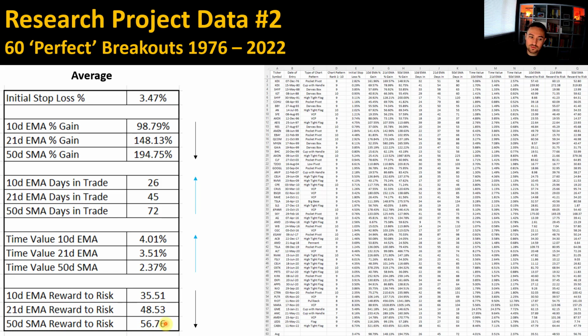So there's pros and cons to using different ones. That's why I tend to use the 10-day and also the 21-day, but potentially I'll use the 50, but it depends on the character of the stock. So not a single moving average I think is going to be best for every single stock. That's why I said right at the start of this video, understand the character of the stock.